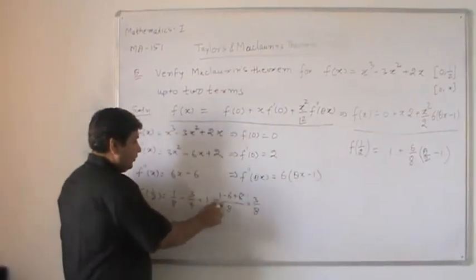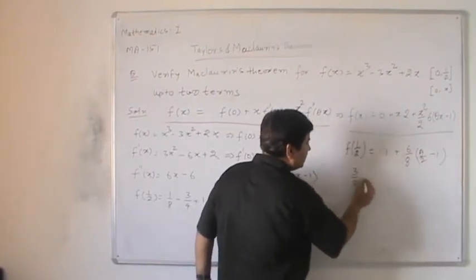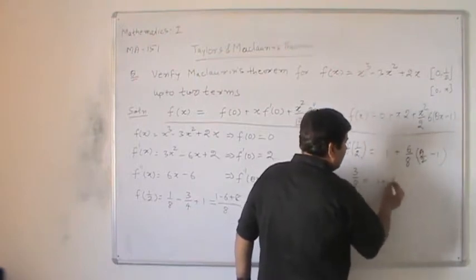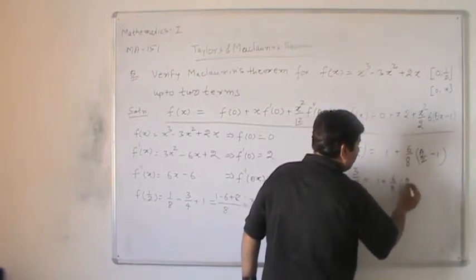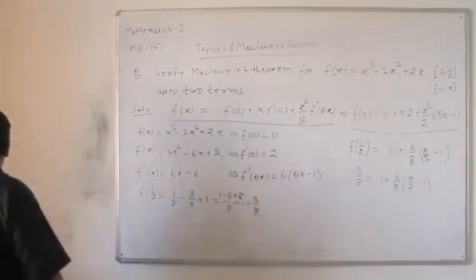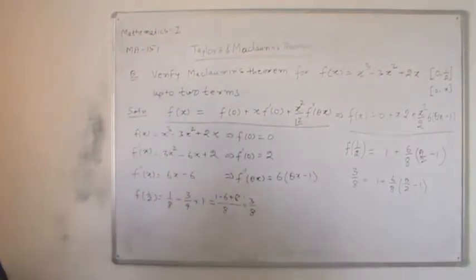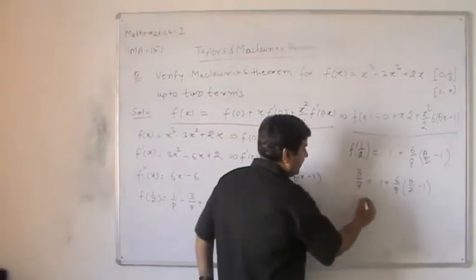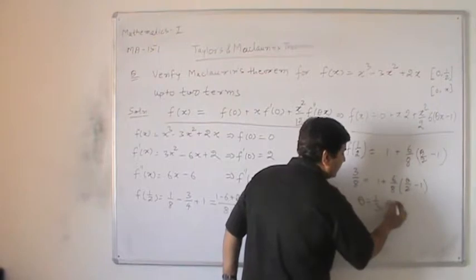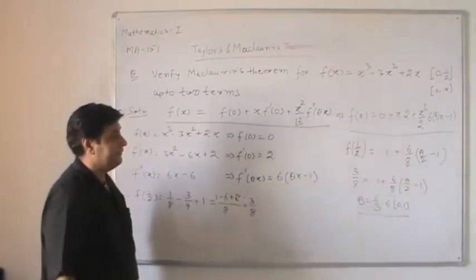Correct? Now we put this value here. So here we have 3 by 8 equal to 1 plus 6 by 8 into (theta by 2 minus 1). So you can simplify it and find the value of theta. So you will find that the value of theta comes equal to 1 by 3, which lies between 0 and 1. Hence, Maclaurin's theorem is verified.